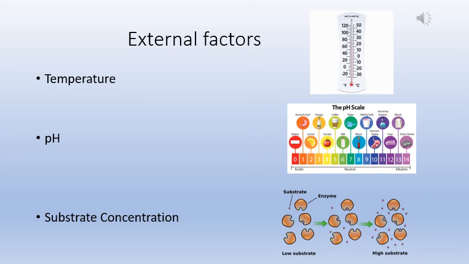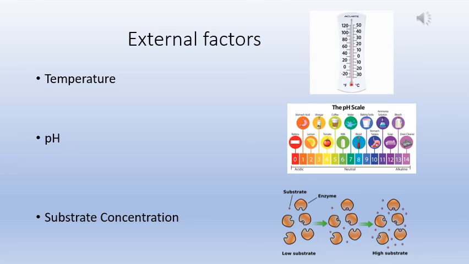Three external factors which can affect enzyme activity include the temperature, pH level, and substrate concentration. The activity of the enzyme gradually lowers as the temperature rises more than the optimum temperature, until it reaches a certain temperature at which the enzyme activity stops due to the denatured protein.